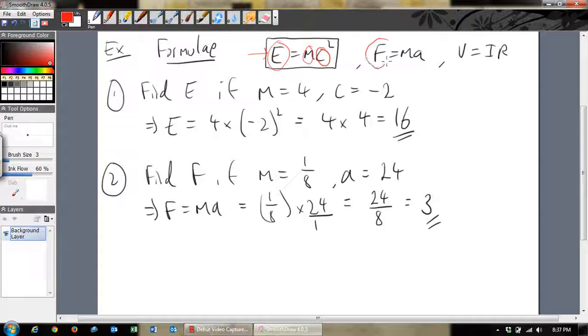This one is the force of any object, how hard it hits you, is equal to its mass times its acceleration. So the faster it accelerates, and the heavier and more dense it is, the greater its force. And this one is the voltage in an electrical circuit is equal to its current times its resistance. These are all very well known formulas.